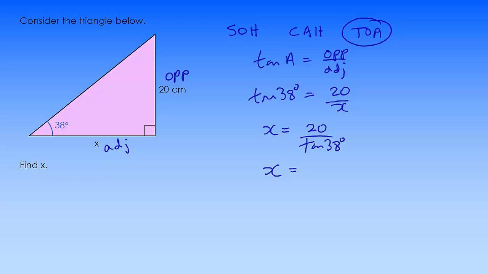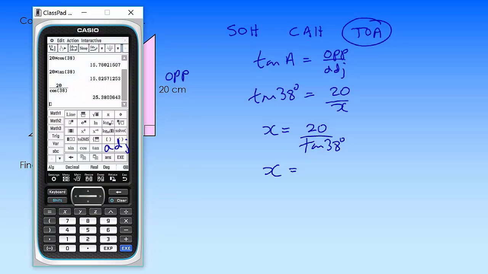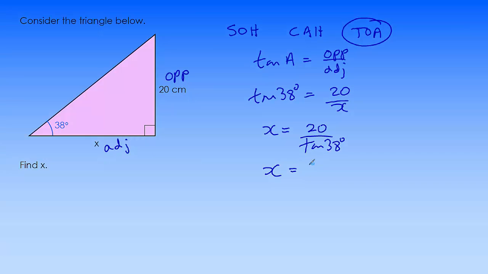So we could calculate that. So 20, for some reason I missed the 2, 20 divided by tan 38, and that's 25.60. So 25.60 centimetres to 2 decimal places, and there's our answer.